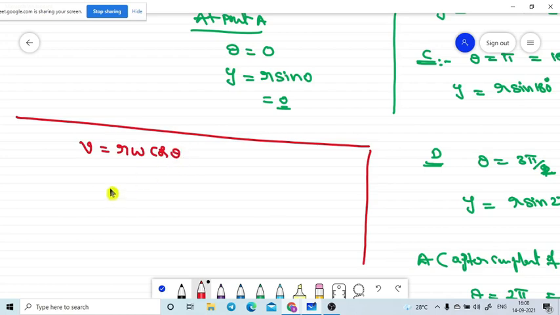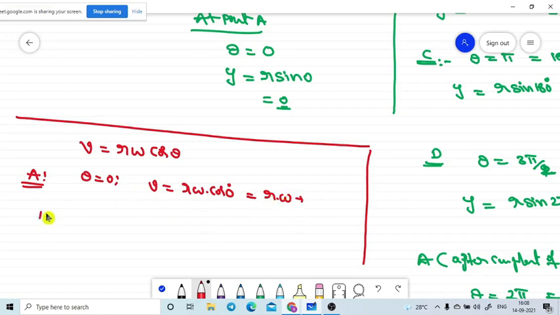So in the similar manner, at theta is equal to 0, that means at point A, we started with point A, the theta is equal to 0. V is equal to, just substitute in this equation, cos 0 is equal to 1. So R omega into cos 0, so cos 0 degrees is equal to 1. That will be R omega. So the maximum value we got is R omega.